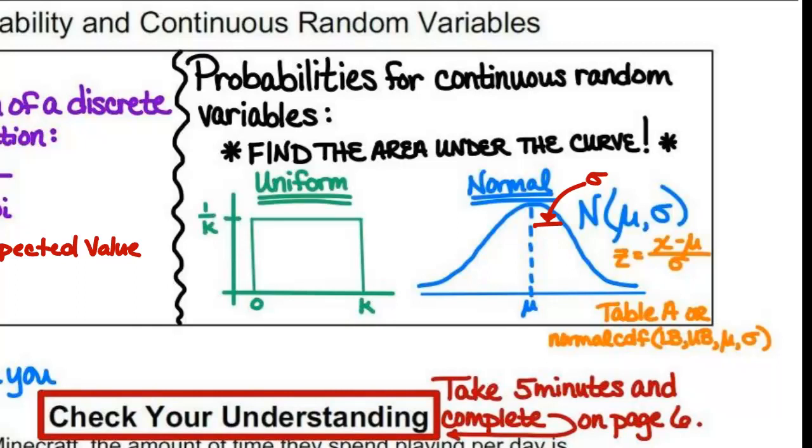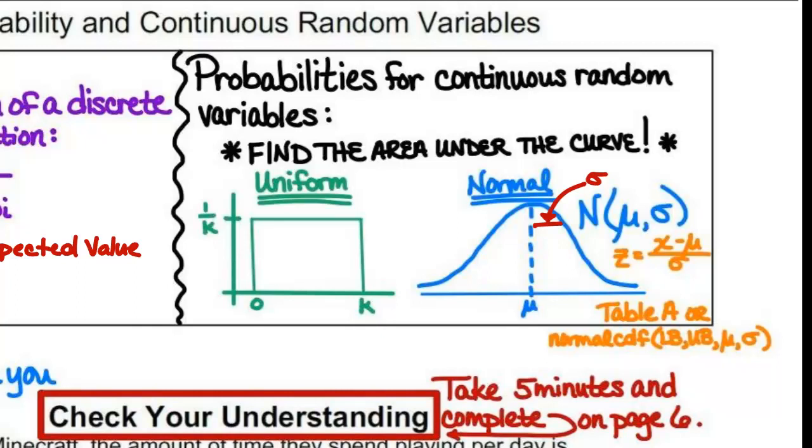You need to label your normal curve with a capital N so that anybody else looking at it knows that, no matter how bad your artwork happens to be, it's supposed to be a normal curve. That's the importance of that. And then you're going to put what your expected value, what your mean is, and what your standard deviation is. You can use normal CDF on your calculator to calculate those probabilities.